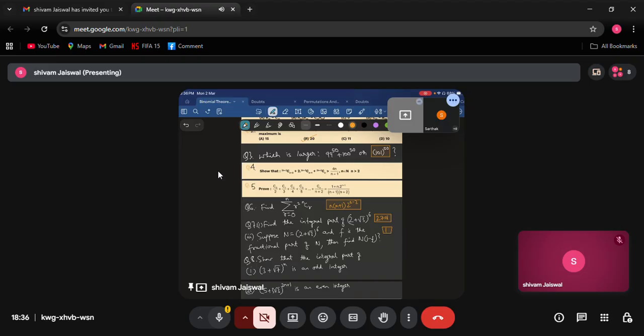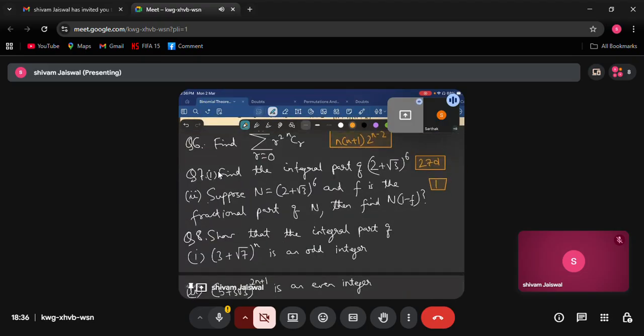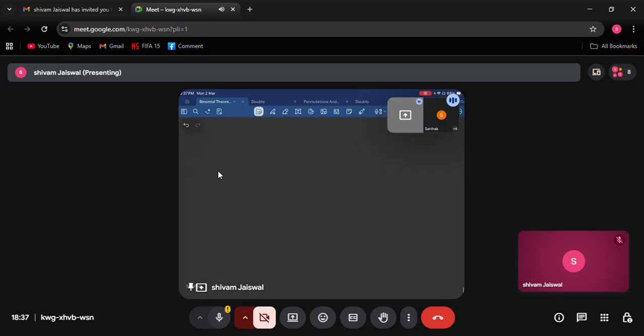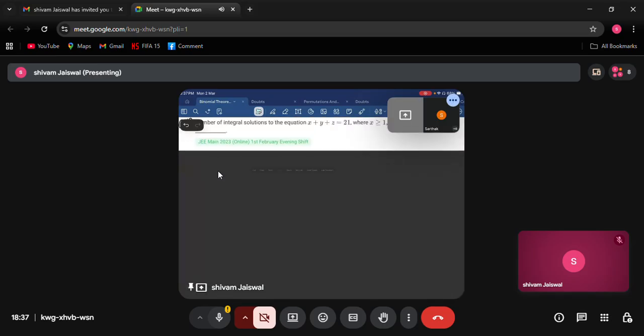7 part 2. Okay, so let us start. It's given we need to find n is equal to 2 plus root 3 whole to the power 6 and f is the fractional part of n. We need to find n into 1 minus f. So let us start. Okay, so Sarthak, over here n is equal to 2 plus root 3 whole to the power 6. I'm taking f1 as 2 minus root 3 whole to the power 6.